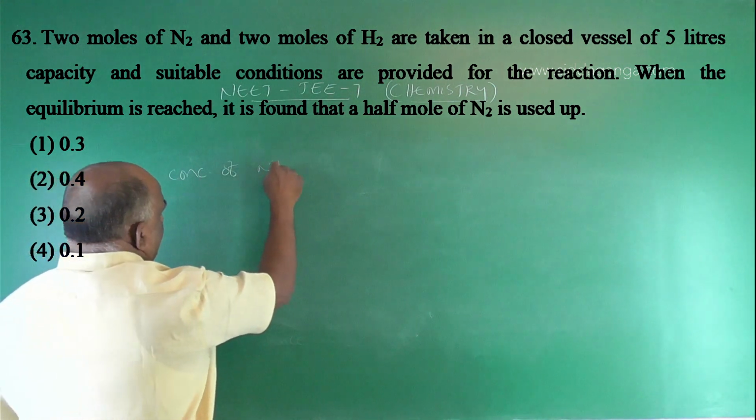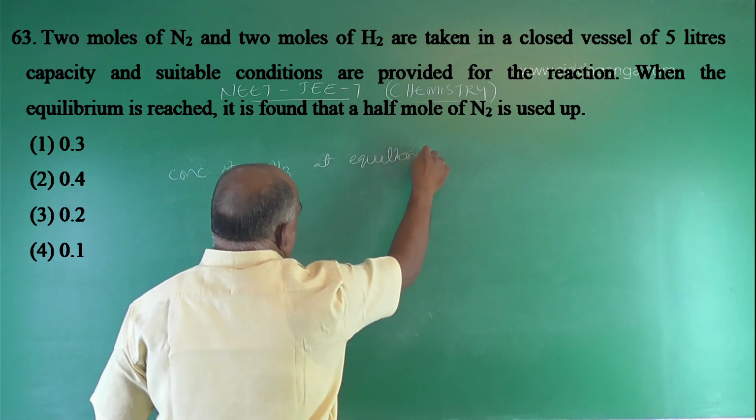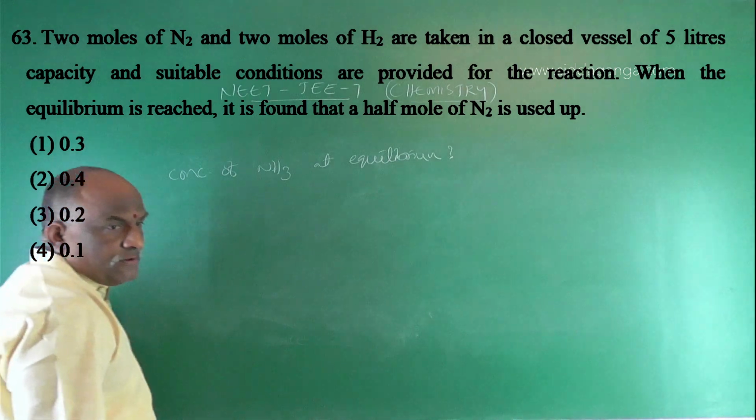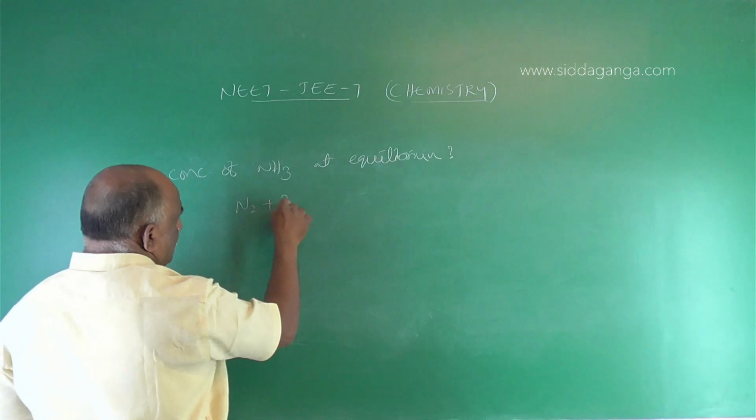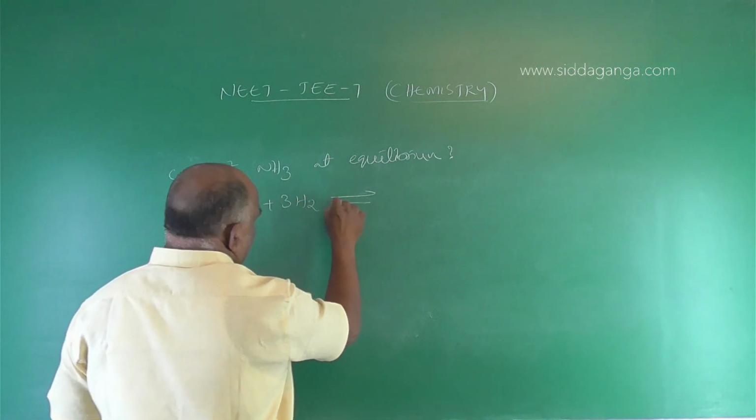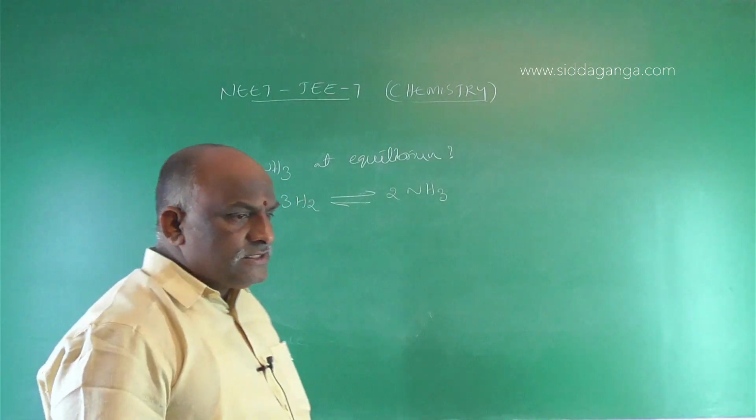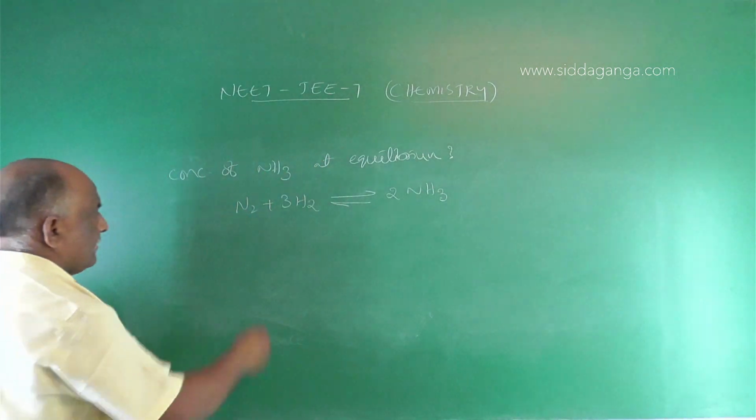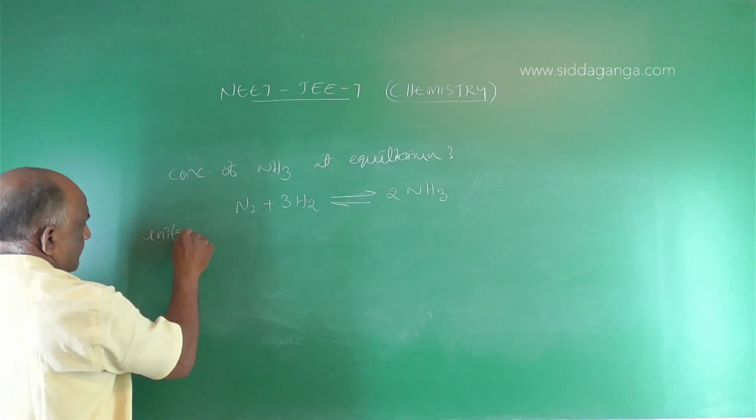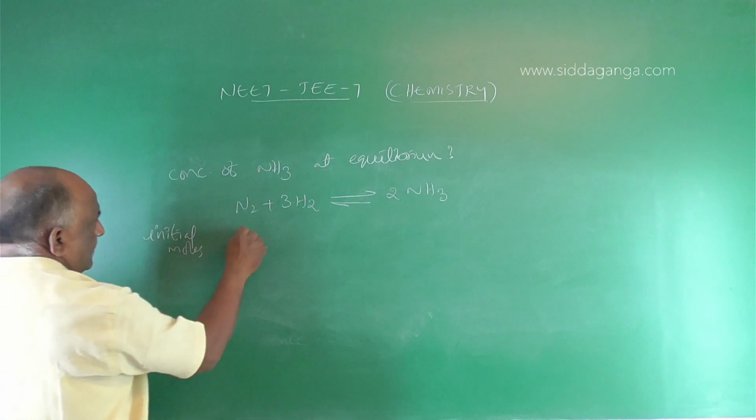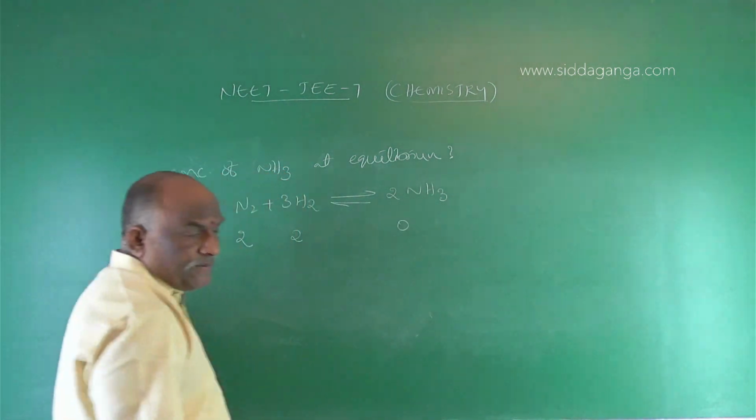Concentration of NH3 at equilibrium is equal to question mark. So we know that N2 plus 3H2 in equilibrium gives 2NH3. Initial, what is given initially? Initial moles given: 2 moles N2, 3 moles H2, 0 moles NH3.